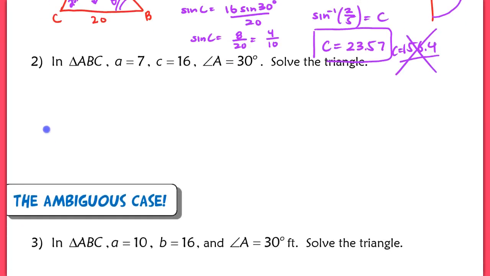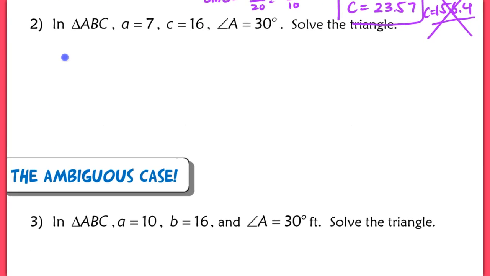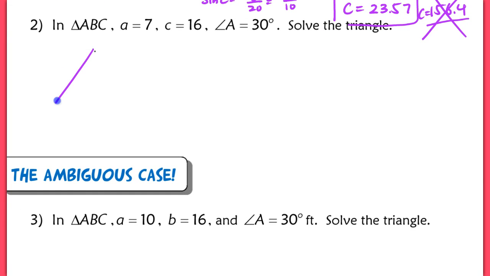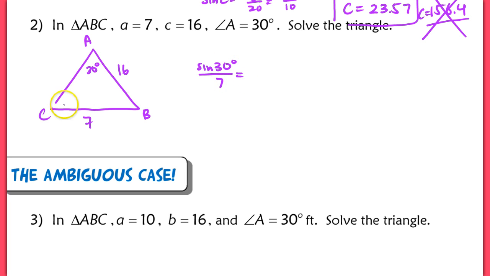Now there's another. Okay, if you have a setup like this, so we do it very similarly. Okay, we have a sine of angle A. Angle A is 30 degrees, little a is 7. Let's make big C here, and little c is going to be 16 then. And here we've got angle B. All right, now to set up, in this case, we can again use the law of sines. Here I've got the sine of 30 over 7, so that's a complete ratio. So the sine of 30 over 7 should equal the sine of C over 16.